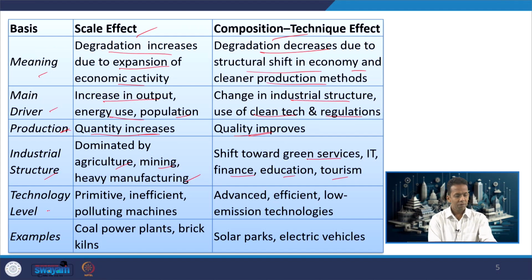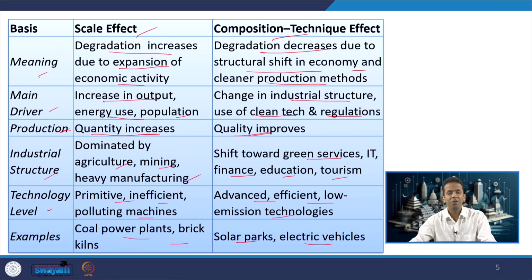The technology level in scale effect may be primitive, where inefficient or polluting machines are used, whereas in composition technique we use advanced, efficient, low cost, low emission technologies. Examples: coal power plants, brick kilns, maybe diesel cars, whereas in composition it is renewable parks, solar parks, eco parks, electric vehicles and so on.